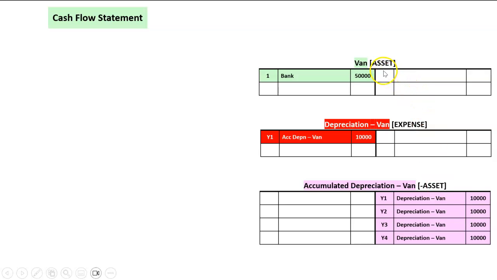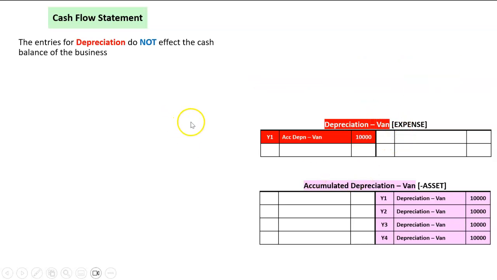So here's our ledgers. We've got an asset called van, an expense called depreciation, and accumulated depreciation, which is a negative asset. So this one's really easy because there's nothing to do with the bank ledger here. Like we paid cash when we bought the van, but we're not talking about that now. We're talking about what about this expense here? This is actually a non-cash item. So the entries for depreciation do not affect the cash balance of the business. So you can see here that there's no reference to cash anywhere. So this is an expense, but it's not cash. So real simple answer, we will never put depreciation in the cash flow statement.